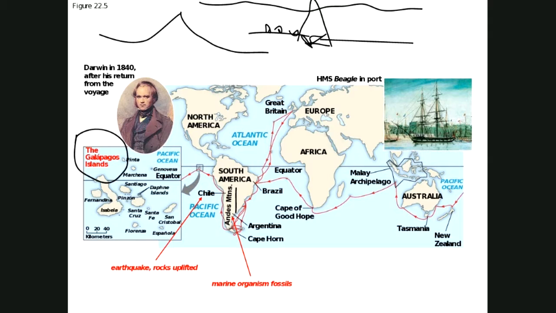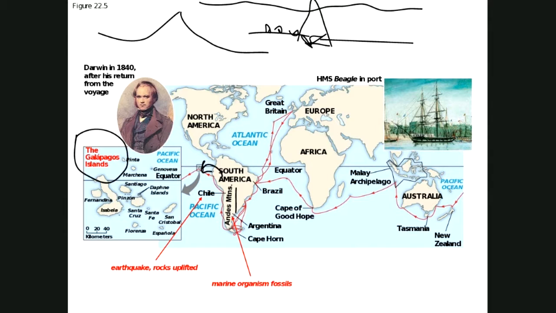Now, we will talk a lot about the Galapagos Islands when we get into the Origin of Species chapter, but the Galapagos Islands are an archipelago. An archipelago is a group of islands, and they're found just off the west coast of South America. And why they're so significant to Darwin is because of his finches, what we call Darwin's finches.